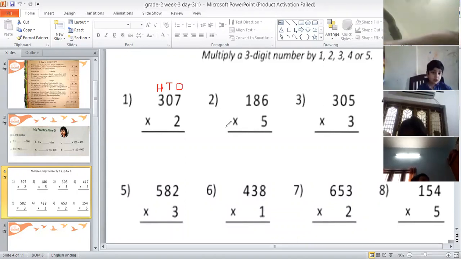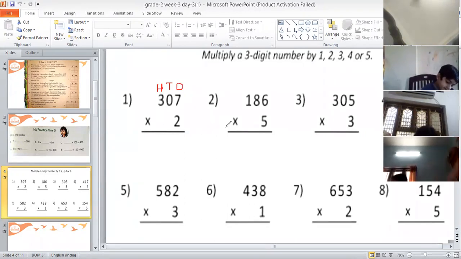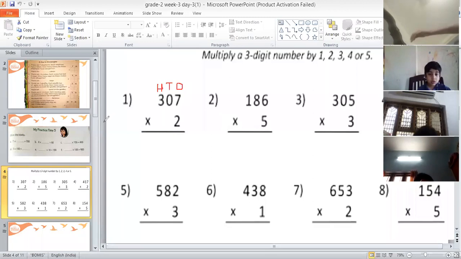Yes, Riti Reddy. Ma'am, page number. Riti, this is not in your book. You have to copy the first question in your notebook. Only the first question. Yes, Akshaya. Page number. Akshaya, this is not in your book. I have clearly mentioned that you have to write these questions in your notebook.